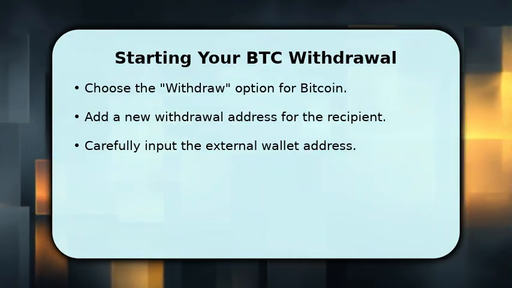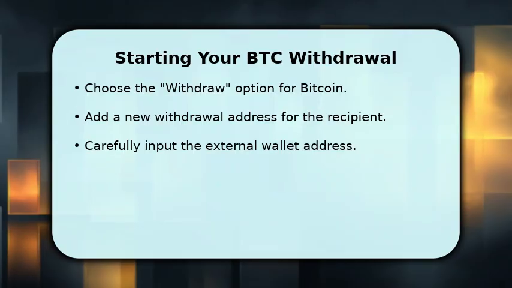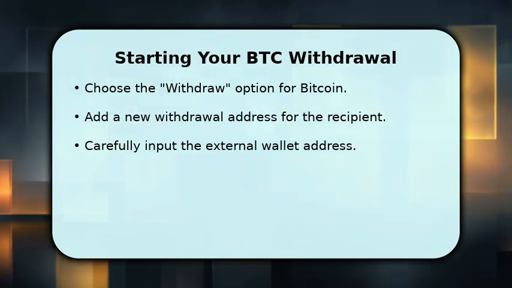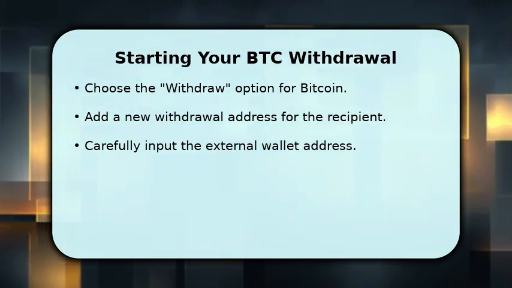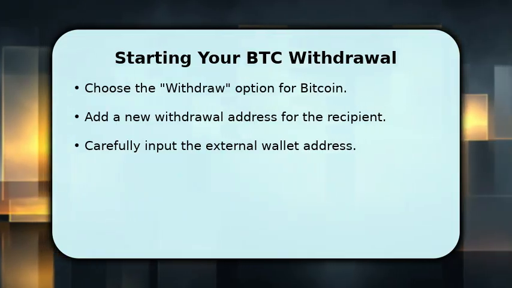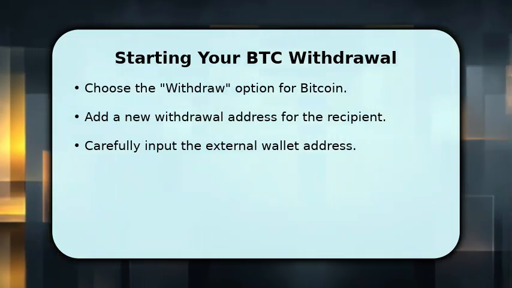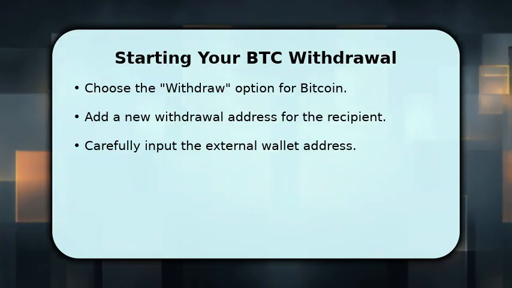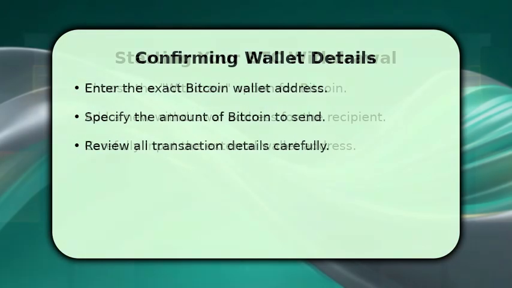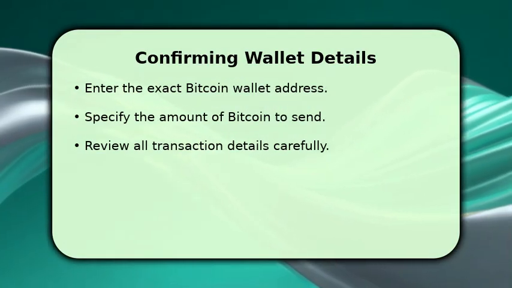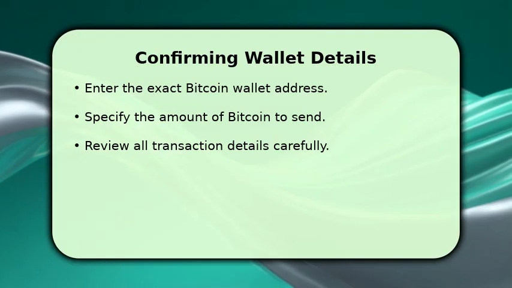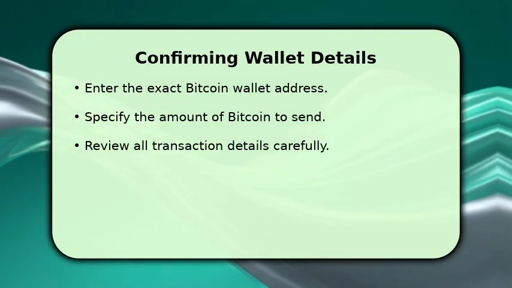If you haven't sent to this wallet before, you'll need to add a new withdrawal address. Click on Add New Withdrawal Address and prepare to enter the recipient's wallet details. It is crucial to double-check this address for accuracy to prevent any loss of funds. Now, paste or type the recipient's Bitcoin wallet address into the designated field. Ensure it is precisely correct.